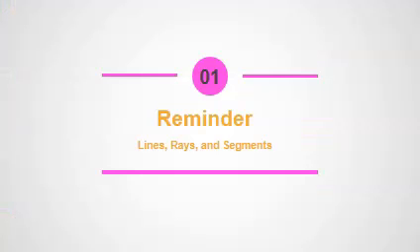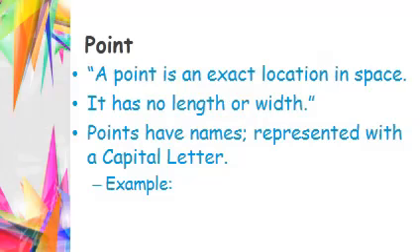Let us first together try to remember the meaning of a line, a ray, and a segment. How do we write them and how do we identify them? Let us first start with the first thing to be discovered, which is the point. What's a point or a dot? A point is an exact location in space. It has no length or width, and points have names. All the points have their own name and they are represented with a capital letter.